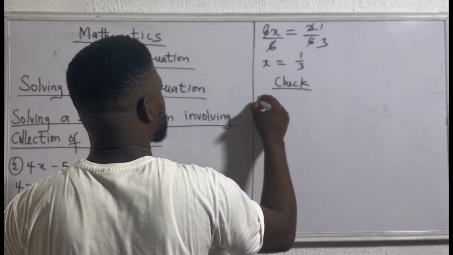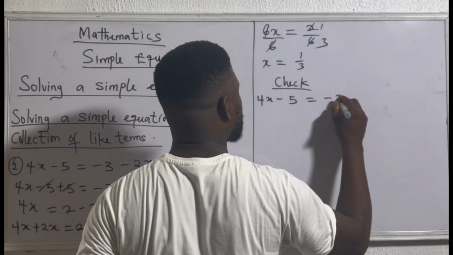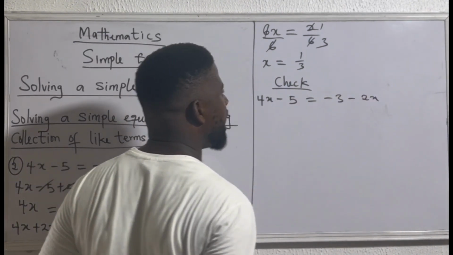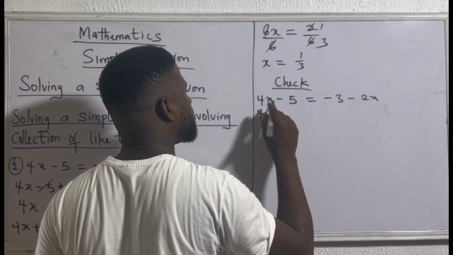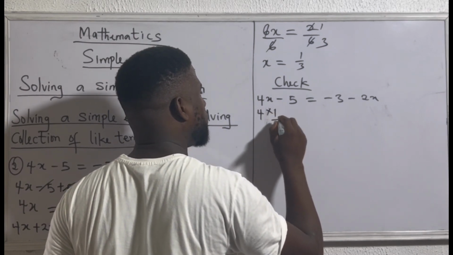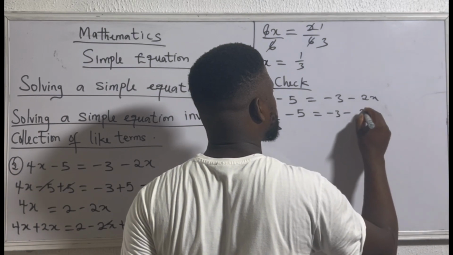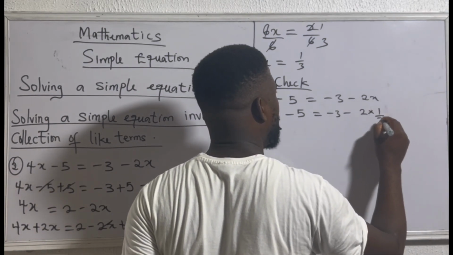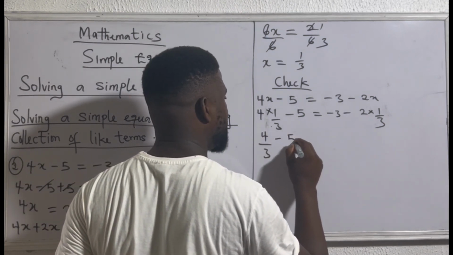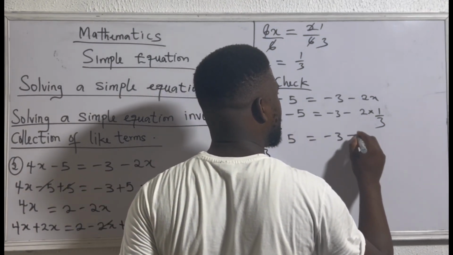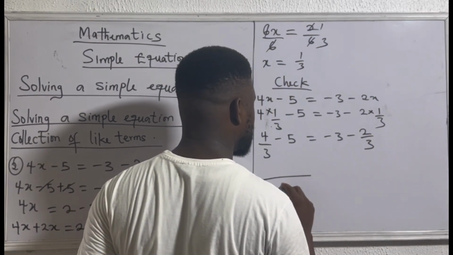The equation is, on the left hand side we have 4x minus 5, equal, on the right hand side we have minus 3 minus 2x, right? So we have x equal 1 over 3, we have 4 multiplying 1 over 3 minus 5 equal minus 3 minus 2 multiplying 1 over 3, right? 4 times 1, this gives me 4 over 3 minus 5 equal minus 3 minus 2 times 1, 2 over what? 3. LCM on the left hand side is 3.